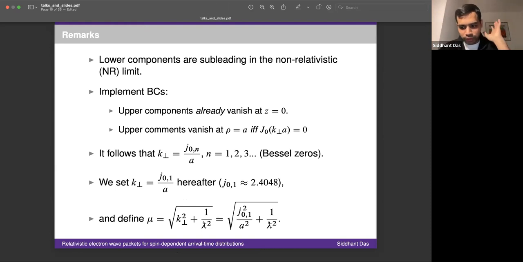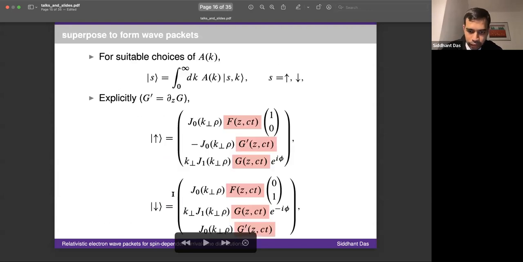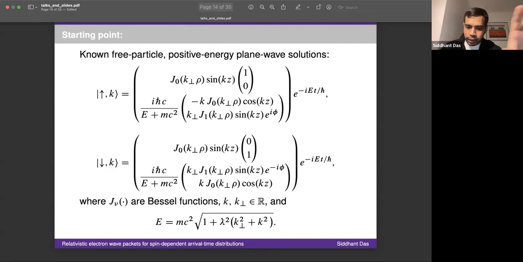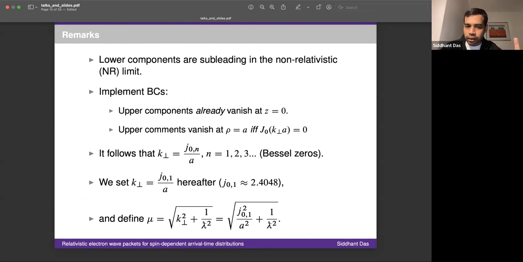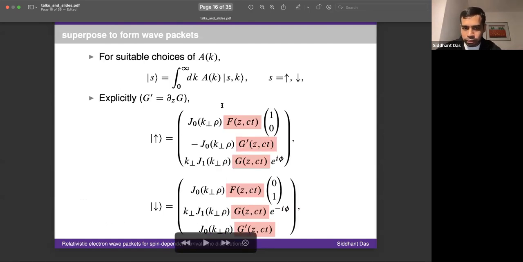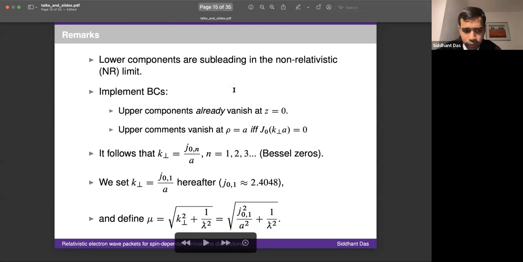I hope that was not too quick, but if there are questions, please ask. From here on, k perpendicular is fixed for us, and I prefer to take the lowest mode which satisfies this boundary condition. Now from these wave packets and by applying boundary conditions, we can construct normalizable wave packets in the usual way. By the way, I should apologize already for using this kind of notation.